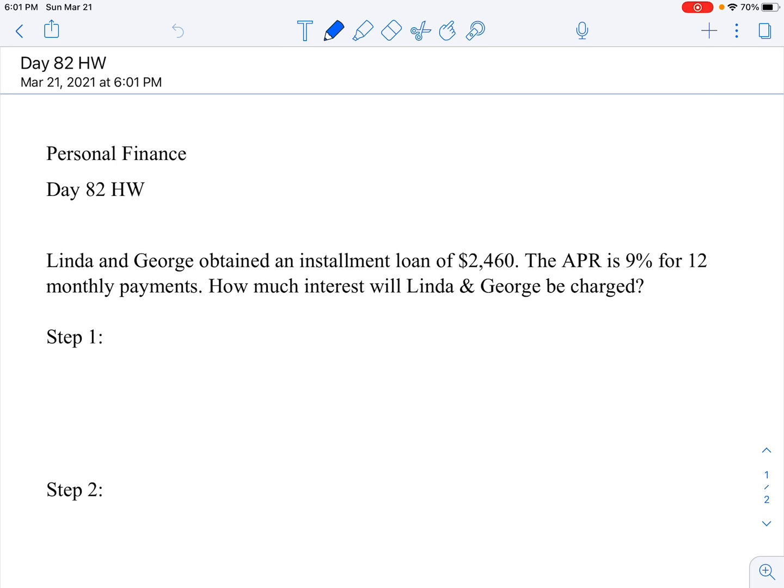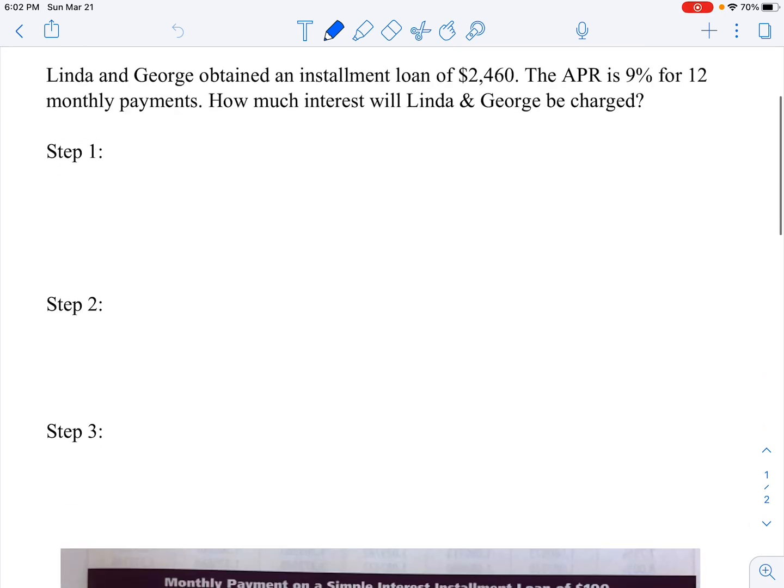So it says Linda and George obtained an installment loan of $2,460. The APR, which is the percentage, is 9% for 12 monthly payments. How much interest will Linda and George be charged? So in class, we know that there are 3 steps in total.